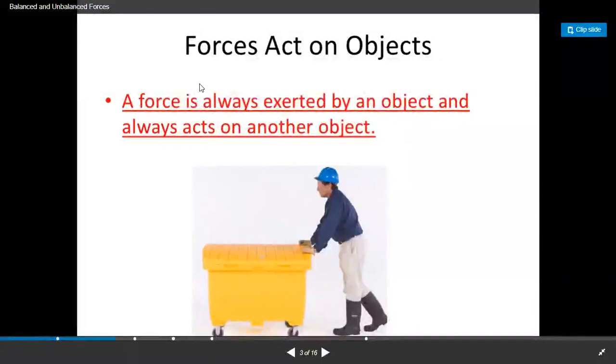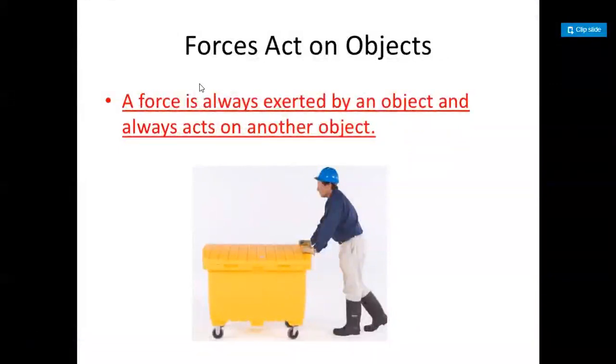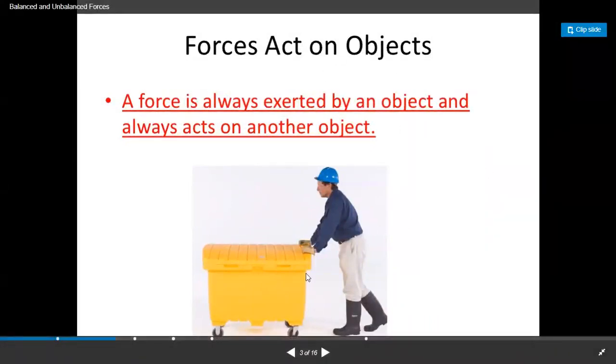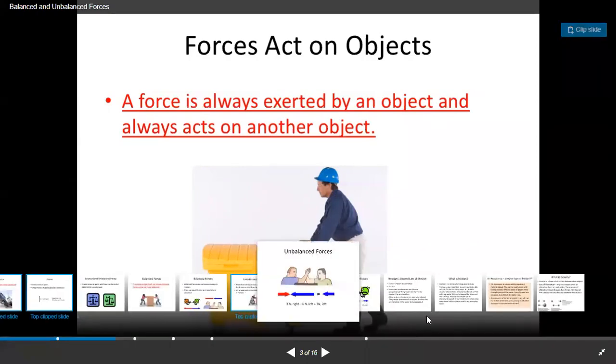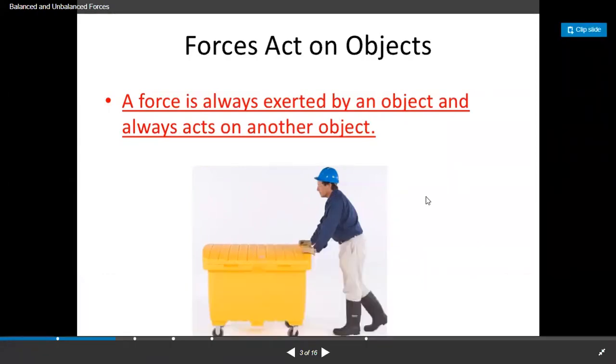Force acting on objects. There can be action of two or more forces acting on an object. Here we can see an example of one force acting on an object. A force is always exerted by an object and always acts on another object. Here, for example, you can see how this man is trying to push this trolley, and the force of the man makes the trolley move.